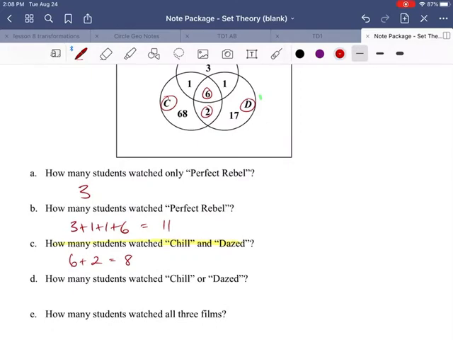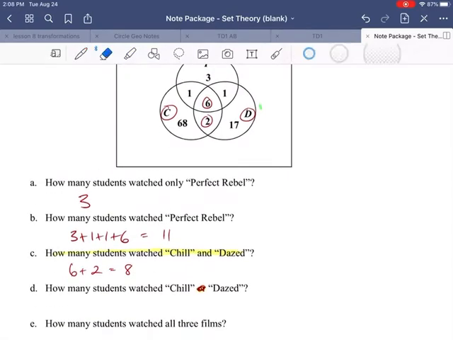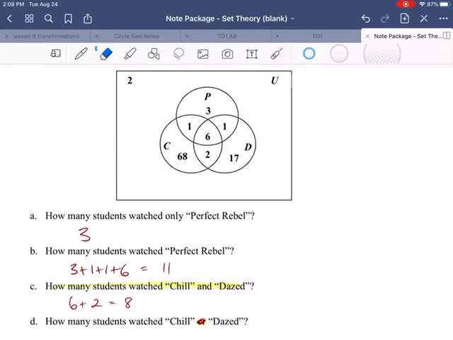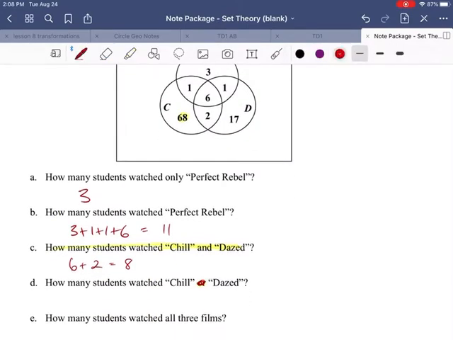How many students have watched Chill or Dazed? Well, let's think about this. Chill or Dazed. Has this group seen Chill? Yep. So 68. How about this group? Yep. They have as well. And those ones, absolutely. How about those ones? Yep. Or that one, plus the middle one of 6. All right. So all of those have seen Chill or Dazed. Some of them have seen both. Some of them have seen all 3. But in total, there's going to be 95 kids.